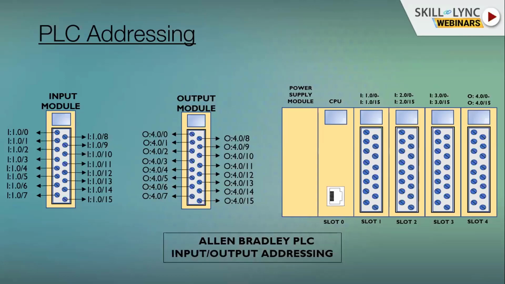First, we can have a look at one address: I:1.0/0. The I defines what type of module it is. It is an input module, so it is I. Then 1 defines the slot, the location of the module, that is 1. Then 0 is the subgrouping of the address of the input points.